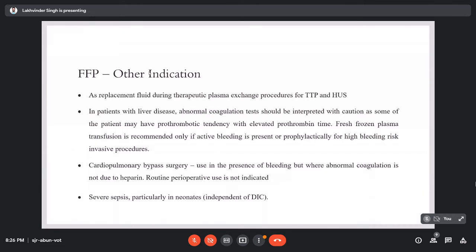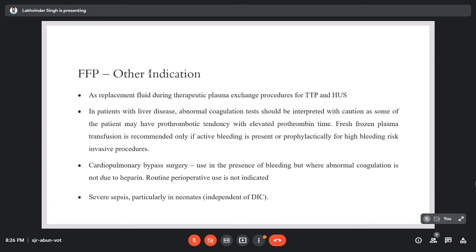In patients with liver disease, abnormal coagulation tests should be interpreted with caution, as some of the patients may have a prothrombotic tendency with elevated prothrombin time. So, FFP is recommended only if active bleeding is present or prophylactically for high bleeding risk invasive procedures.